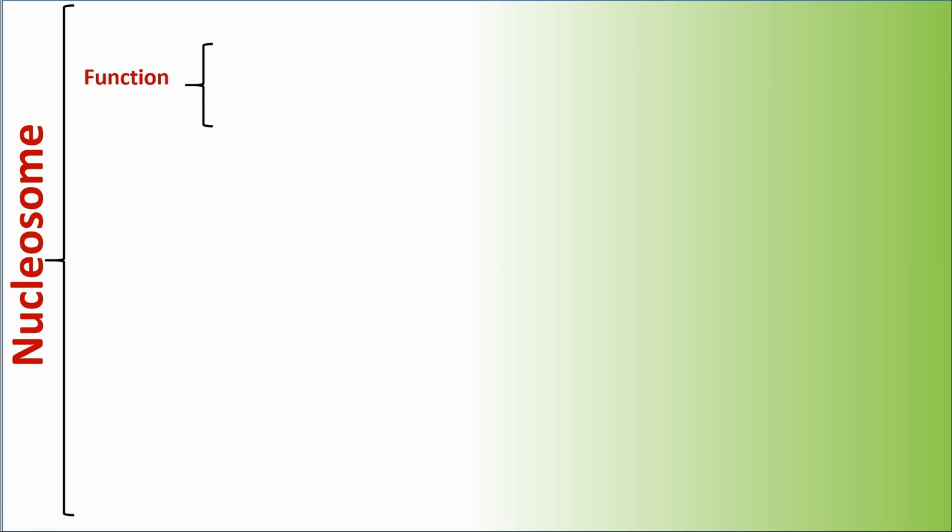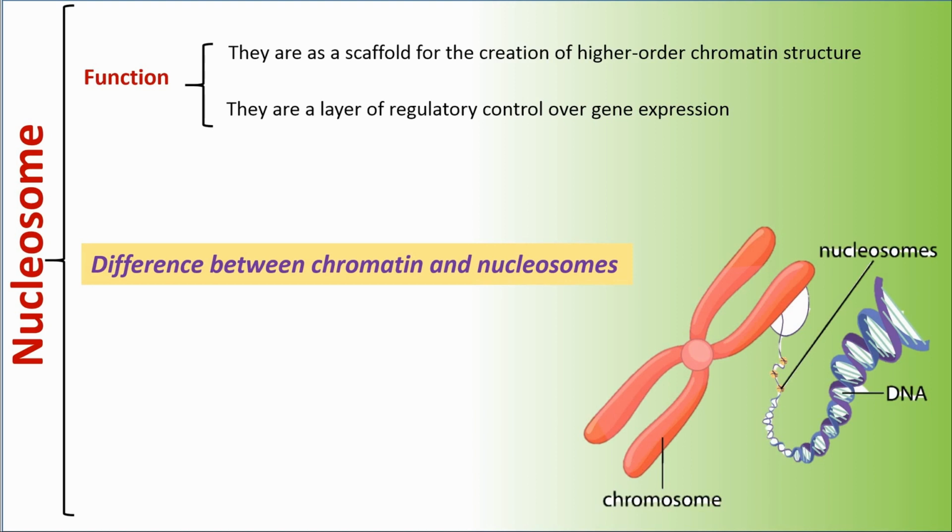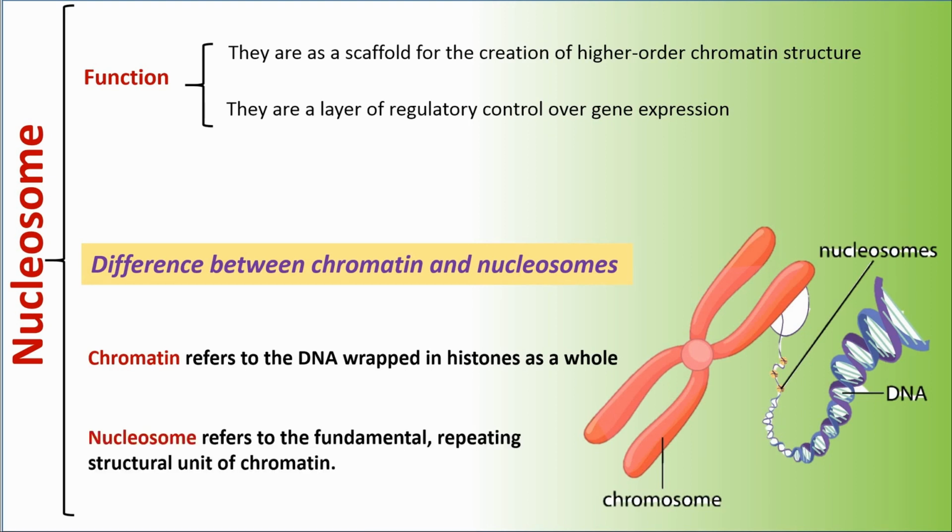Nucleosome function. They are a scaffold for the creation of higher order chromatin structure. They are a layer of regulatory control over gene expression. Difference between chromatin and nucleosomes. Chromatin refers to the DNA wrapped in histones as a whole, but nucleosome refers to the fundamental repeating structural unit of chromatin, the nucleosome core particle, or NCP.